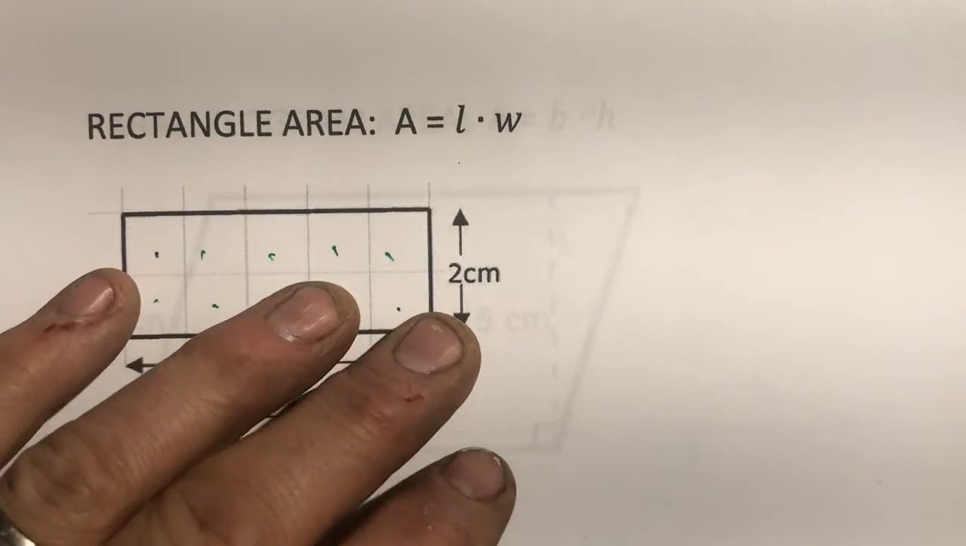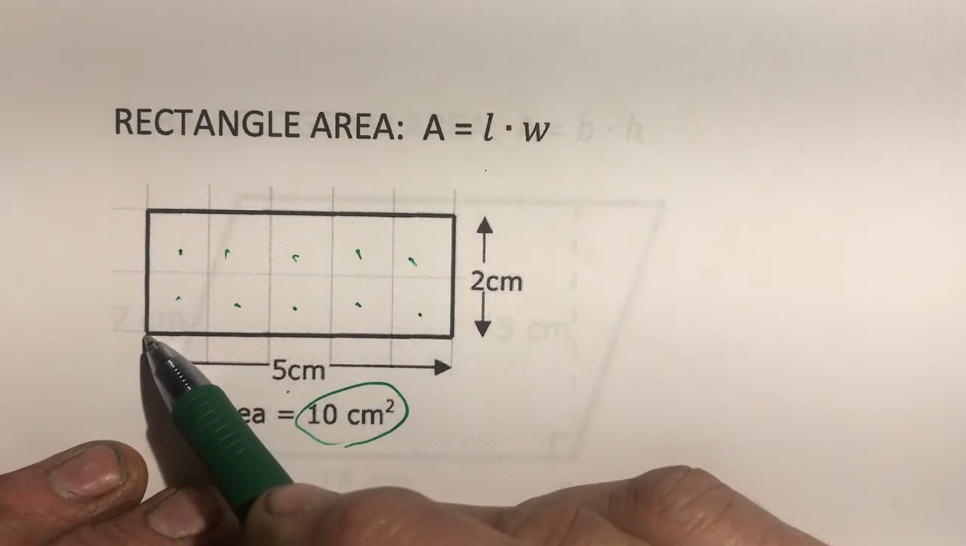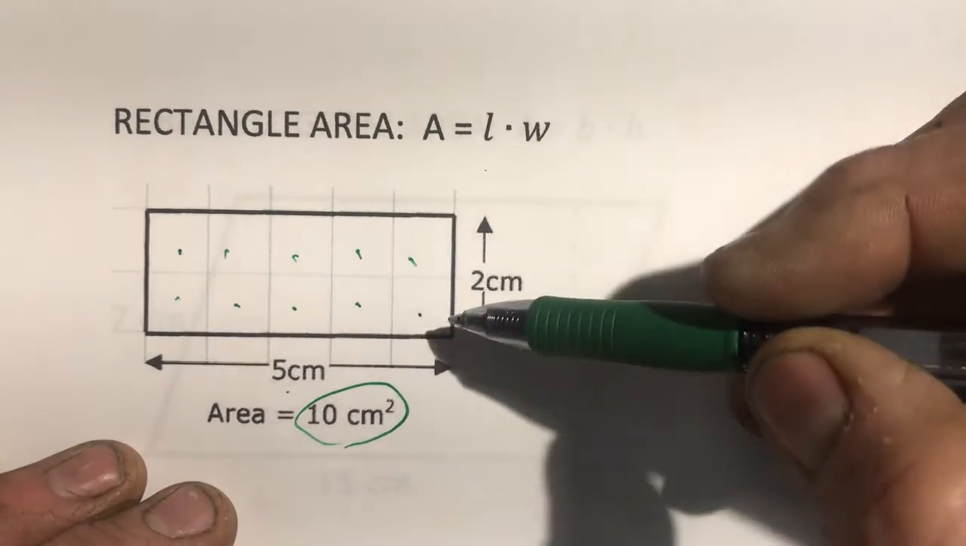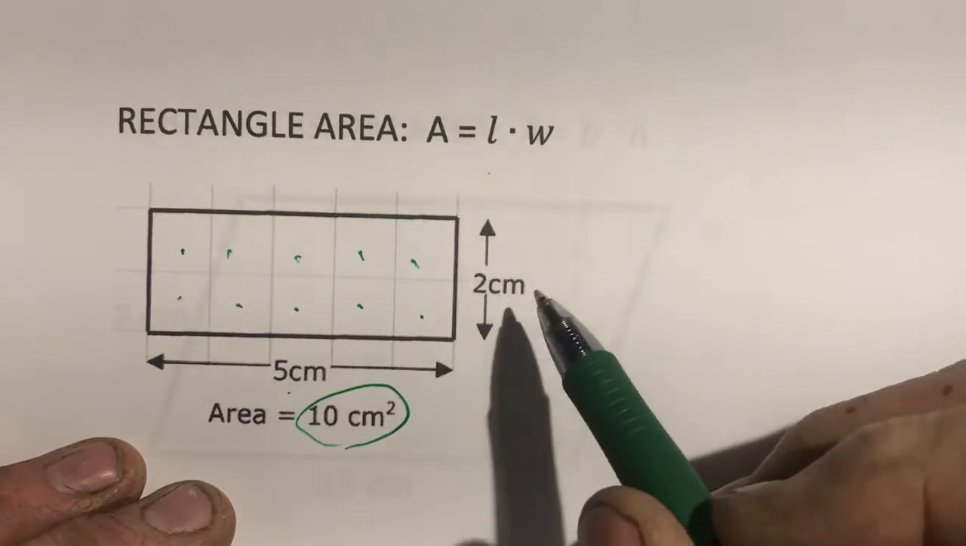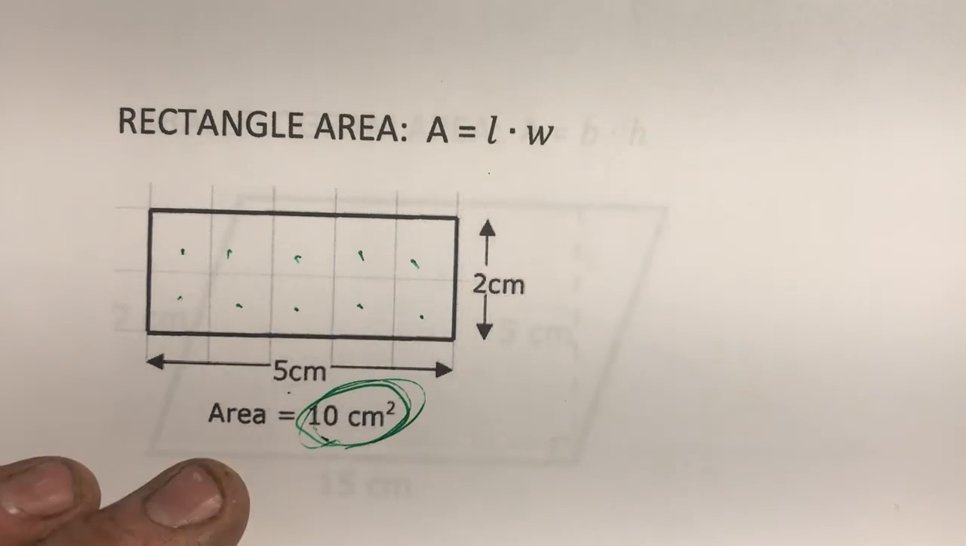All right, we're looking at area today, and the first one we're going to deal with is a rectangle. We see here in this rectangle, the length is 5 centimeters, the width is 2 centimeters, and the area formula is length times width. So 5 times 2 is 10. Of course, here's my area right there, 10.